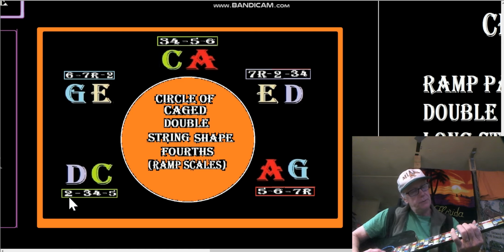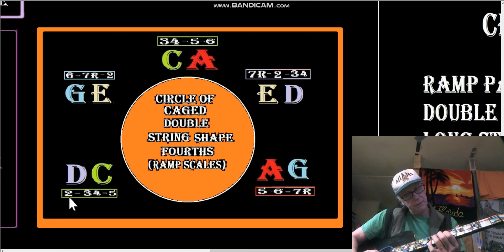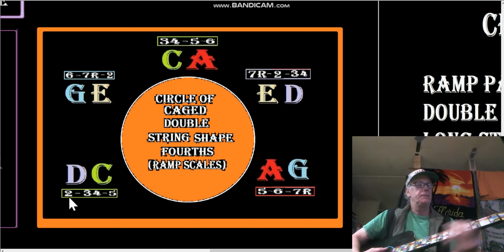And then we go 6, 7, root 2. Then 3, 4, 5, 6. Then 7, root 2, 3. Okay, then 4, 5, 6 we could do. All right, 7, root 2, 3, 4. Then 5, 6. Then 7, root, then 2, 3, 4, 5. You got it all the way up there.